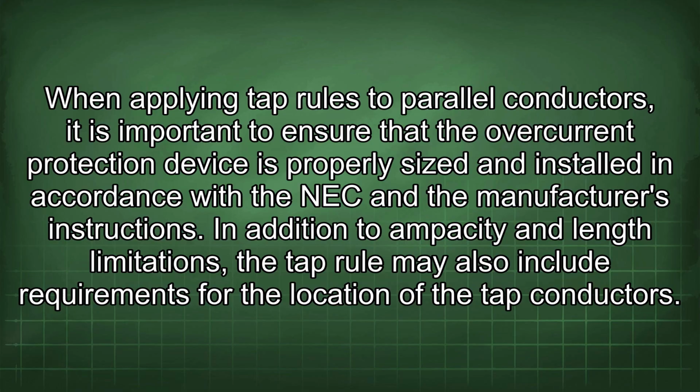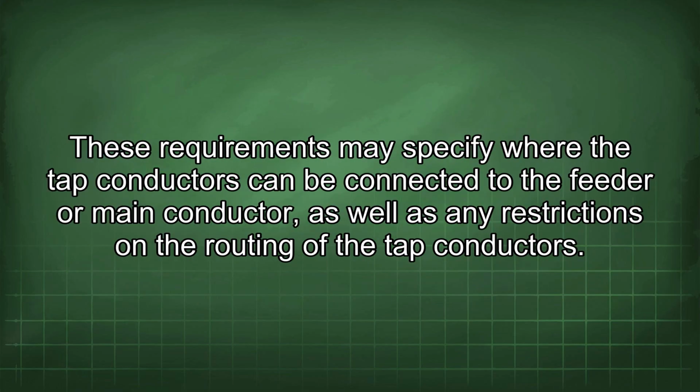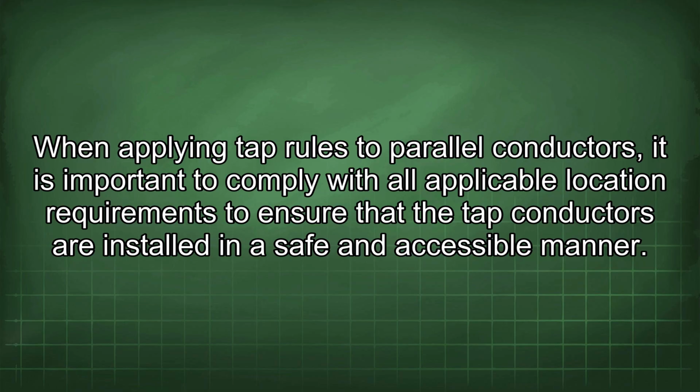In addition to ampacity and length limitations, the tap rule may also include requirements for the location of the tap conductors. These requirements may specify whether tap conductors can be connected to the feeder or main conductor, as well as any restrictions on the routing of the tap conductors. When applying tap rules to parallel conductors, it is important to comply with all applicable location requirements to ensure that the tap conductors are installed in a safe and accessible manner.